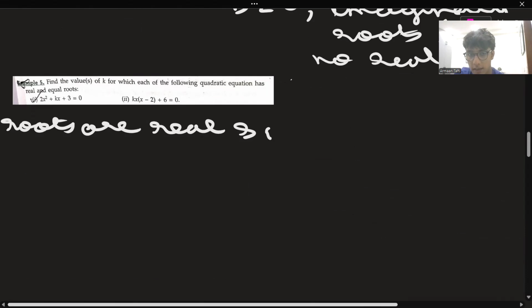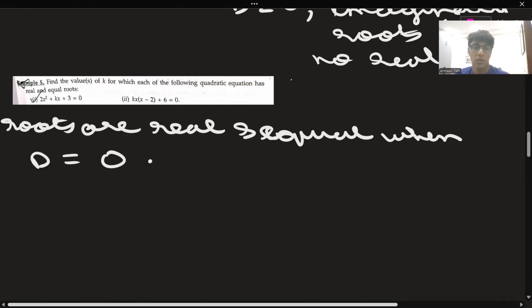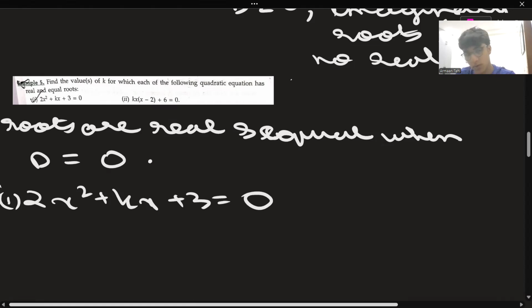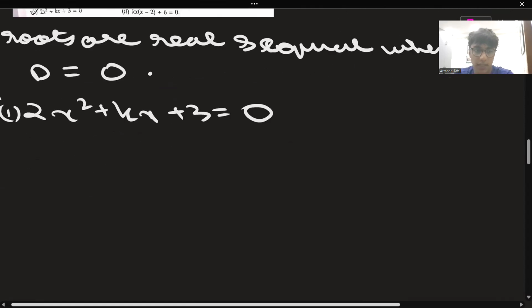Real and equal when D equals 0. So what do we do? Our quadratic equation is 2x squared plus kx plus 3 equals 0. And so what is our D?